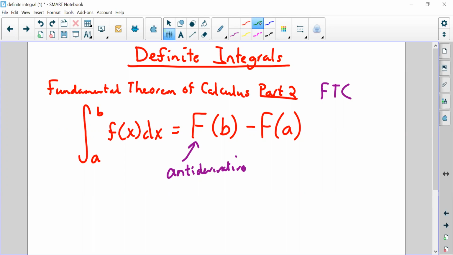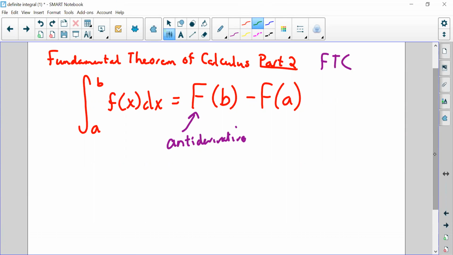All right. And that is the definition of a definite integral. So with definite integrals, you get a number answer. We're going to get a numerical answer, an area answer. So let's try some.